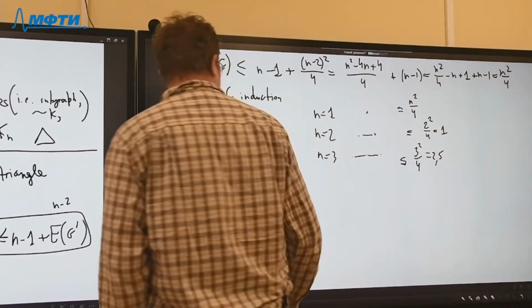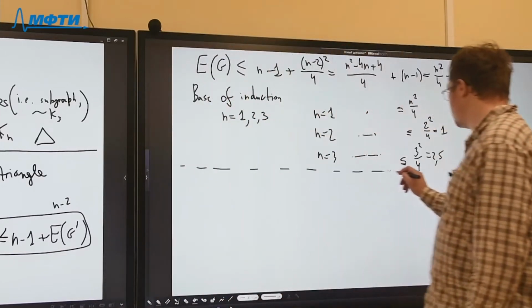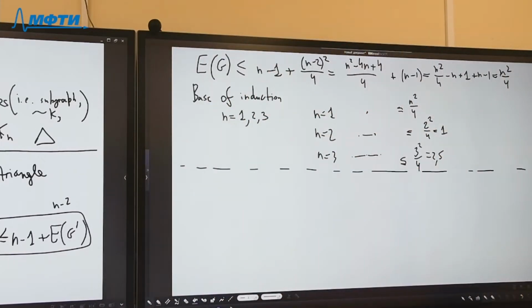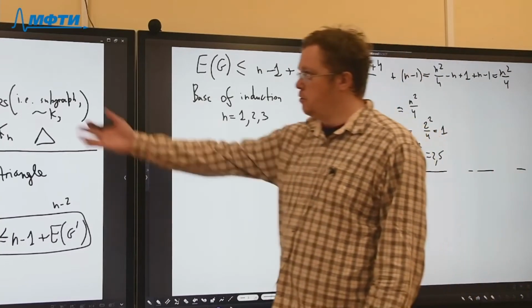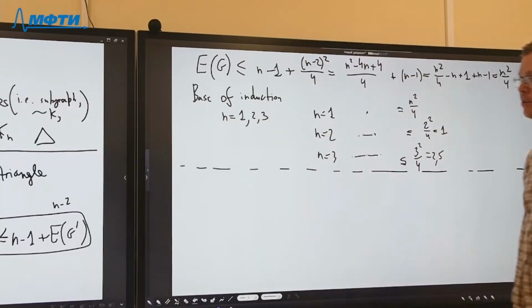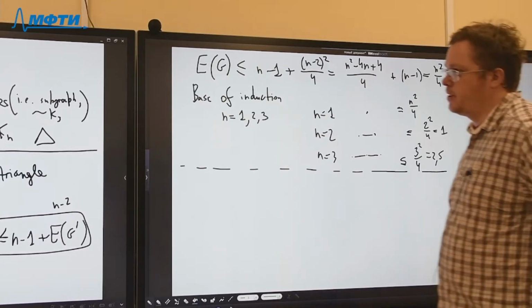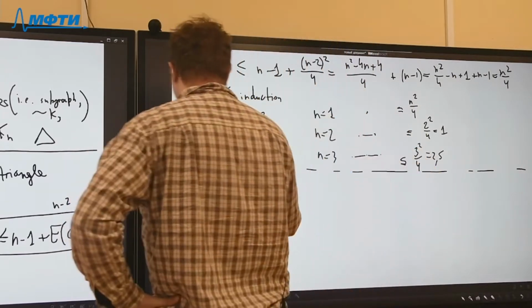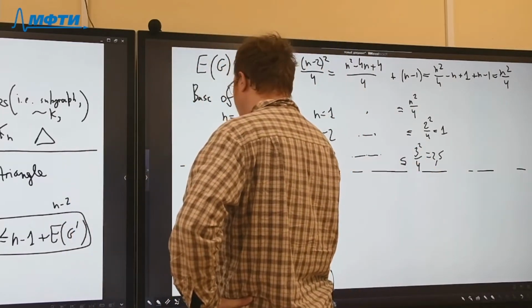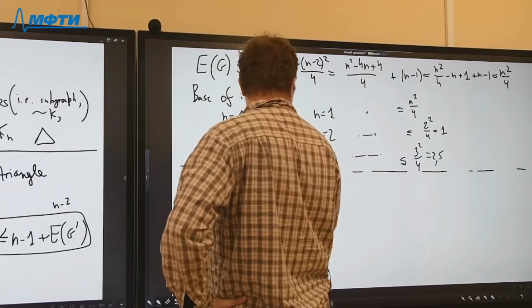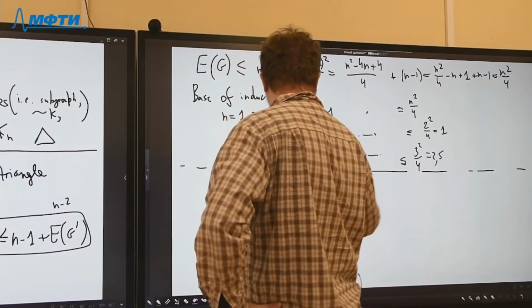But we also want to find if it's a good restriction. So can we provide a graph on n vertices such that it has no triangles and it has n squared over 4 edges? Did someone suggest maybe an example? So maybe we'll start from small n. For example, n equals 2, n equals 3, we'll provide this example.